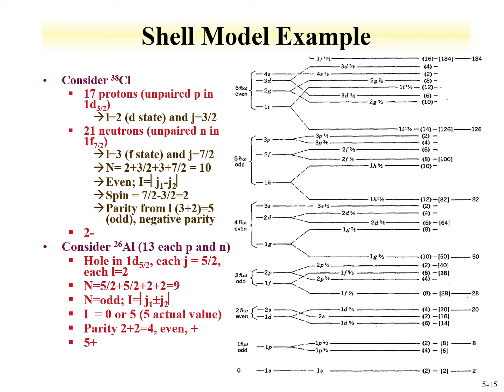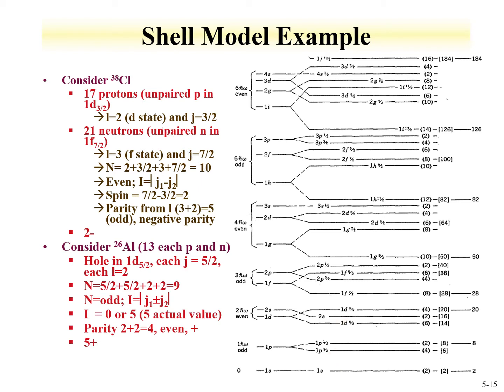For an example of the Nordheim number for an odd nucleus, let's consider chlorine-38. Chlorine-38 has 17 protons, 21 neutrons. The 17th proton is going to live in the 1d 3/2 state. So the L is D, right? D is 2, S being 0, P being 1, D being 2. And J, the spin, is 3/2.